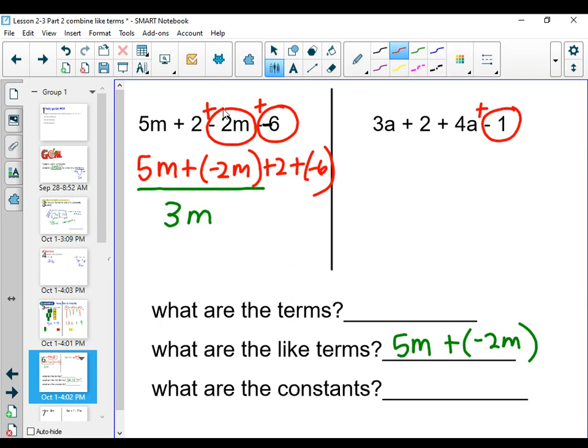What are the constants again? 2 plus negative 6. 2 good guys battle 6 bad guys. What's left? 4 bad guys. Keep the variables separate, keep the constants separate. That is my goofy looking final answer.